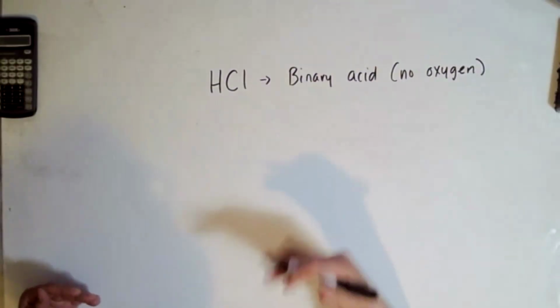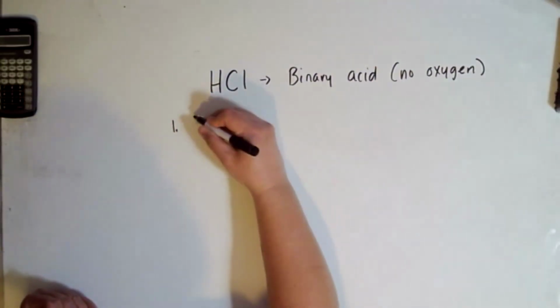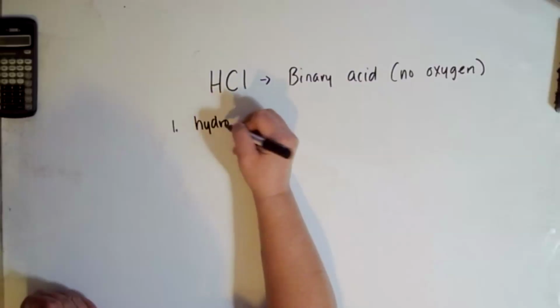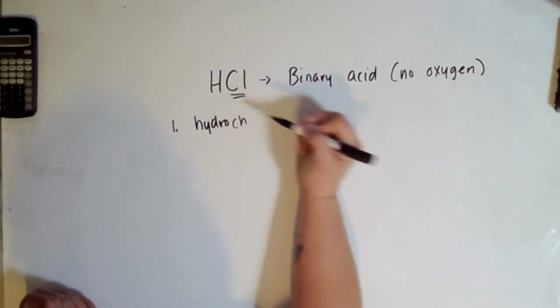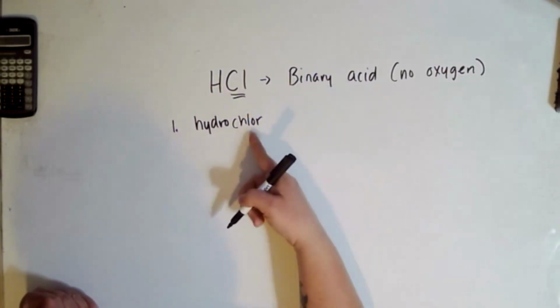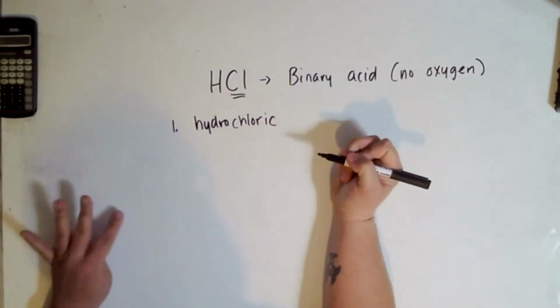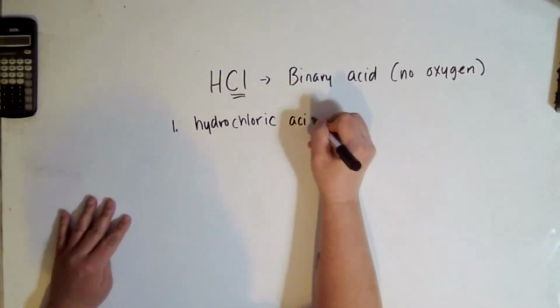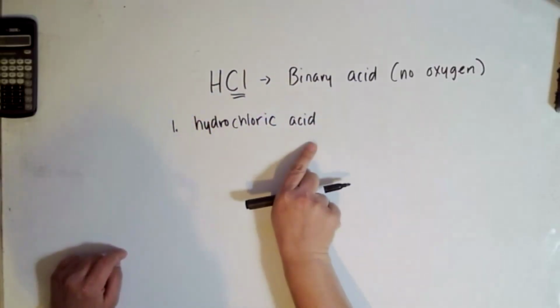So now to name it, going based on those 4 steps that we just wrote down, step 1, we write the hydro prefix. Step 2, we follow that hydro prefix with the base name of our nonmetal. So that's chlorine, so I'll write the base name, which is chlor. Step 3, we're going to add the IC ending. And then step 4, we're going to add the word acid. So HCl is going to be hydrochloric acid.